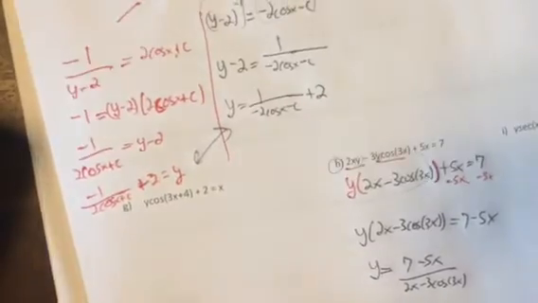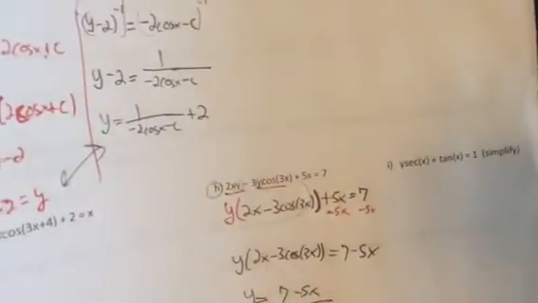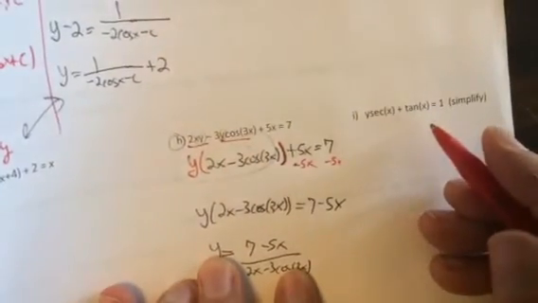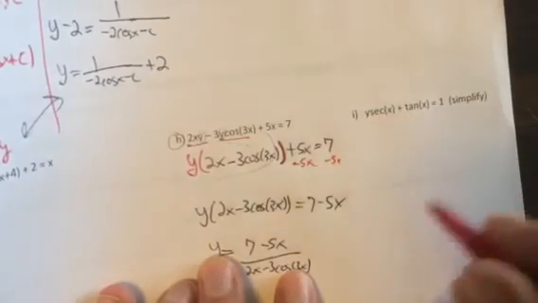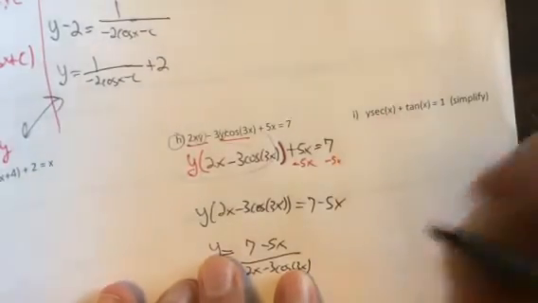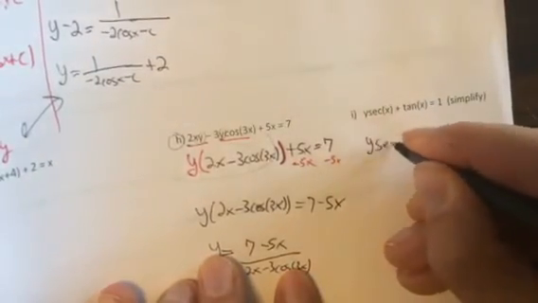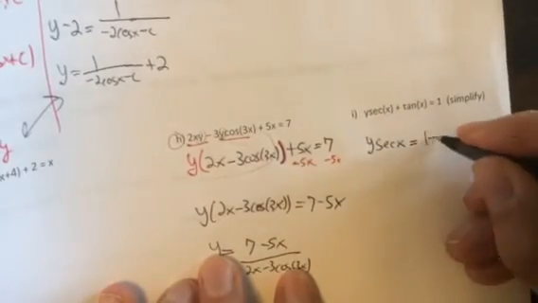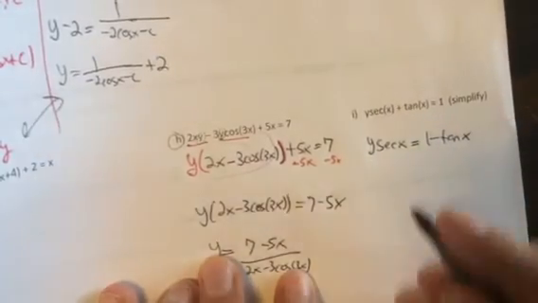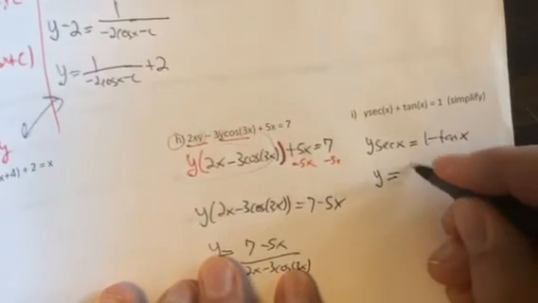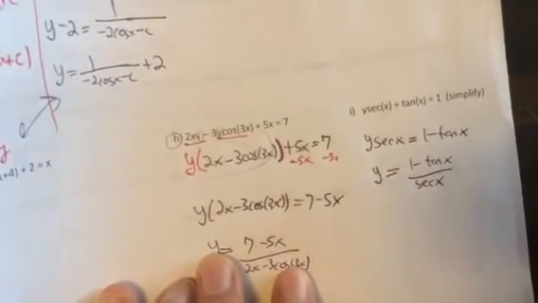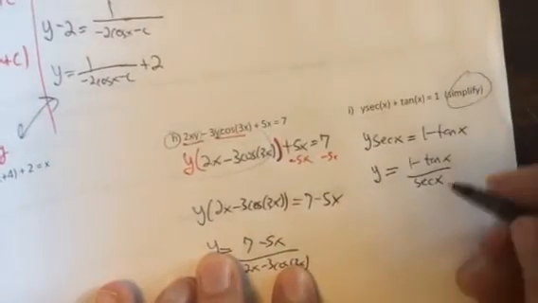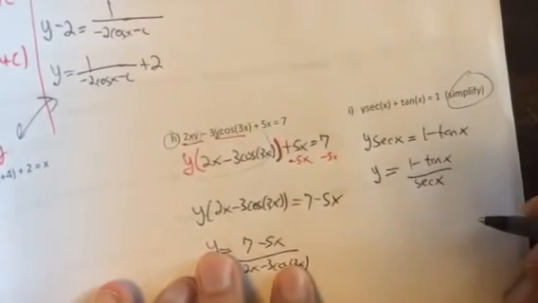All right, that's it. This last one is pretty simple algebraically, but has some trig stuff in it you need. So we're going to get y by itself, so we need to subtract the tangent x on both sides. So y secant of x equals 1 minus tangent of x. So y equals 1 minus tangent of x divided by secant of x. Now, it says to simplify this. That means we're not going to leave it like this. This can be simplified quite a bit.